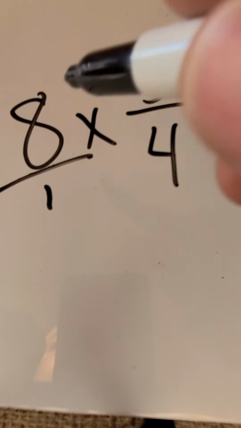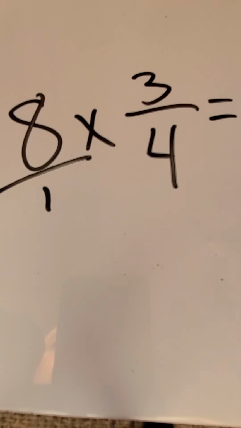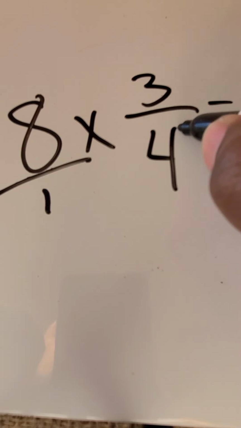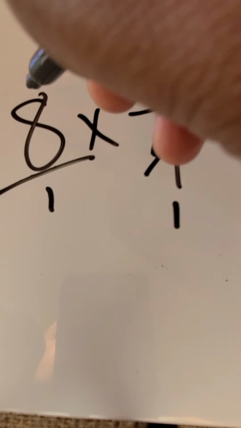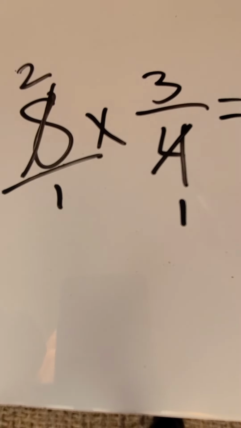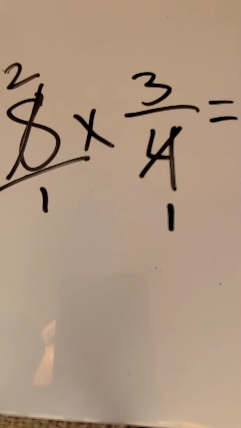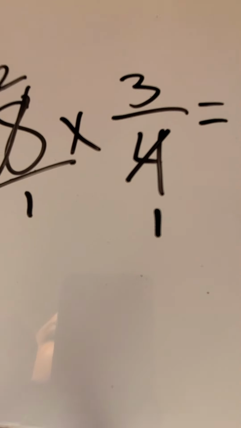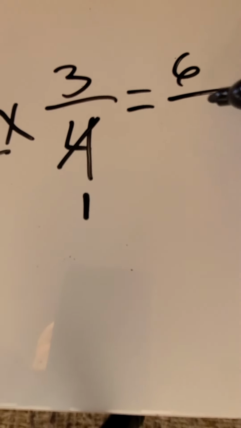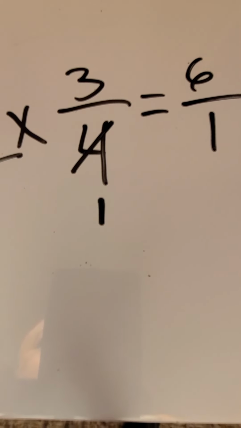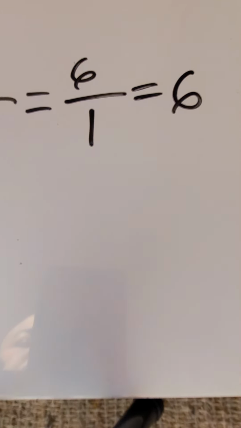Now, as you can see, 8 and 4 have the 4 in common. We can cross factor. This becomes 1. That becomes 2. So then we simply have 2 times 3, which is 6. We have 1 times 1, which is 1, which gives you our answer, 6 over 1, or 6.